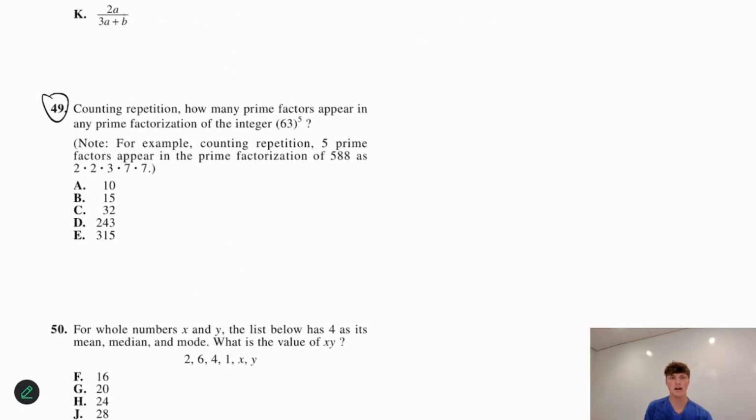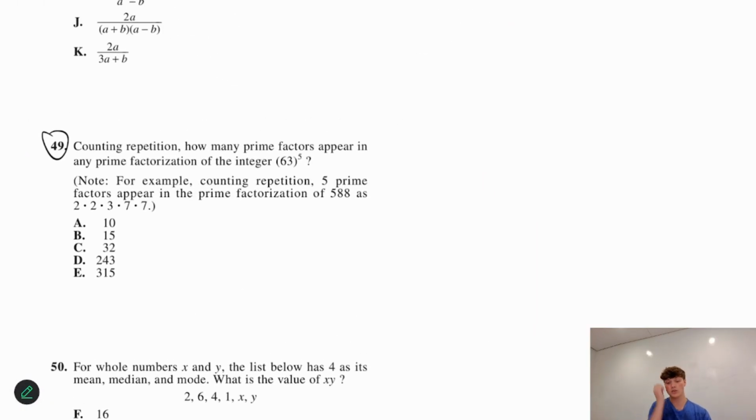The last question I think I'm going to be able to do in today's video is question 49 from this test right here. Okay, this is the April 2023 test for anybody wondering. Okay, 49 is counting repetition. How many prime factors appear in any prime factorization of the integer 63 to the 5th? Okay, what's going on here? What are they talking about?